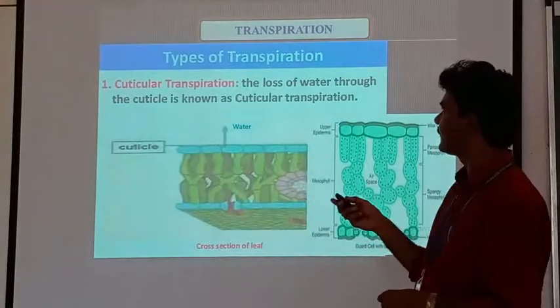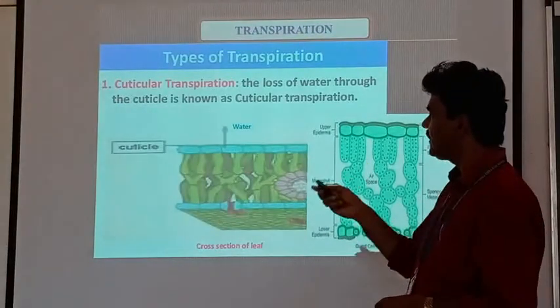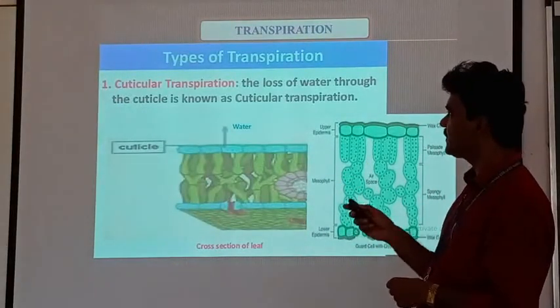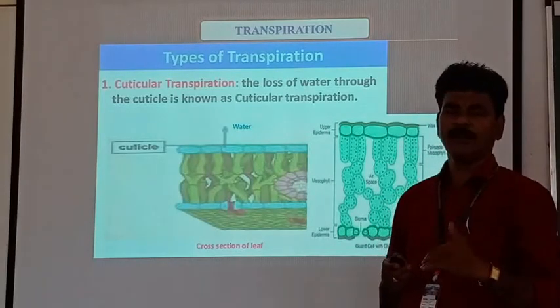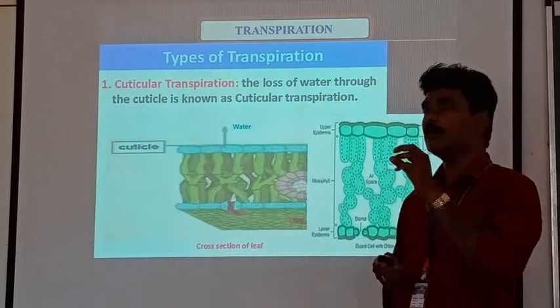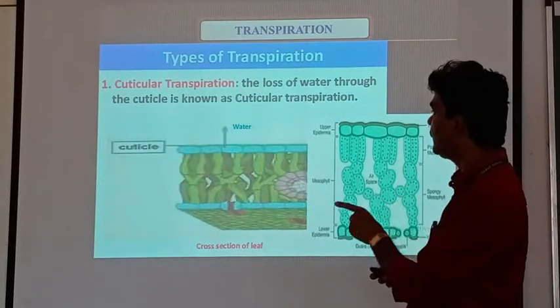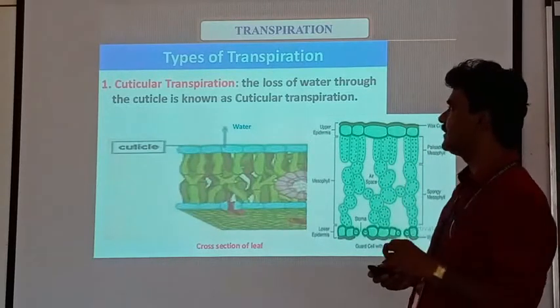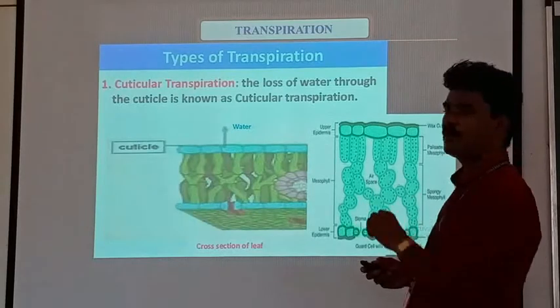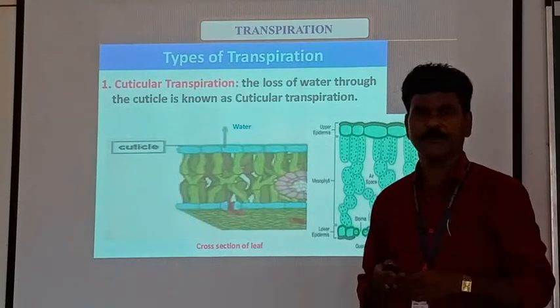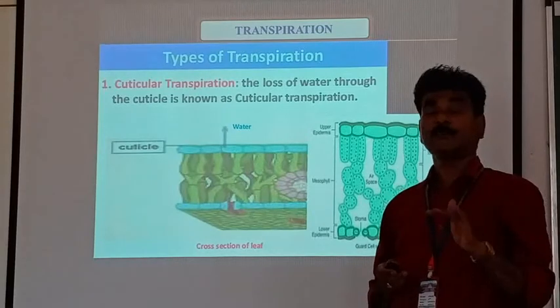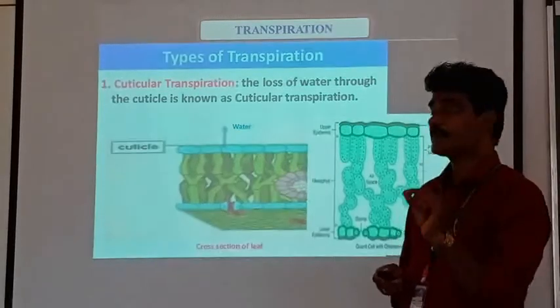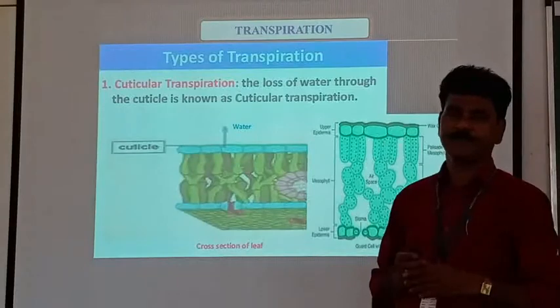Now see, this is one type of transpiration. It is known as cuticular transpiration. It means this loss of water from the plant body takes place through the cuticle. When the loss of water through the cuticle takes place, then it is called cuticular transpiration. It means that some of the plants have this kind of structure known as a cuticle.